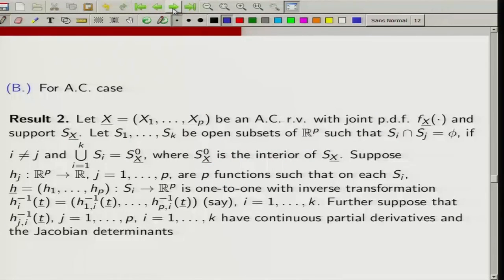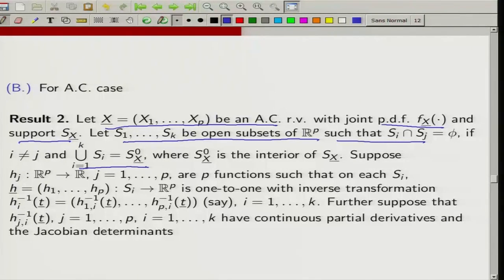Now, let us consider the situation where my random vector is absolutely continuous. So, let X = (X1, X2, ..., Xp) be an absolutely continuous random vector. Its joint PDF is fX and support is SX. Let S1, S2, ..., Sk be open subsets of R^p such that Si intersection Sj is empty, and the union of Si is nothing but SX naught, where SX naught is the interior of the support of X.